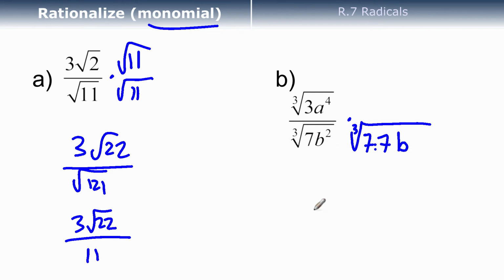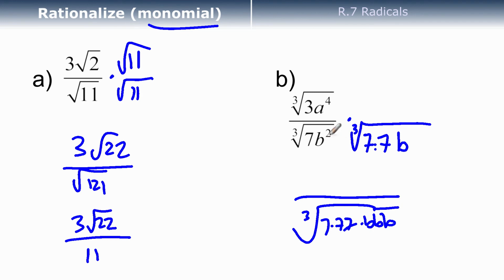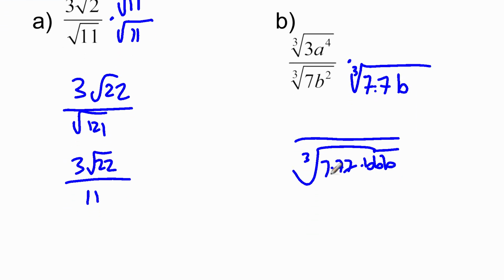And then when you multiply the bottom, notice what you'll have is you'll have the cube root of 7 times 7 times 7 times b times b times b. Right? B squared is, there's 2 b's there, plus this b from over there. So the cube root, when you have 3 7s, you can bring 1 out. If you have 3 b's, you can bring one of those out, and you'll have nothing left underneath the radical. And that's what you're looking for.